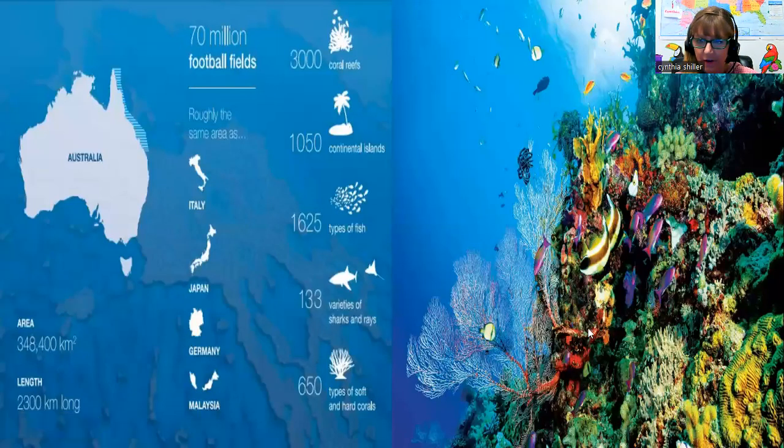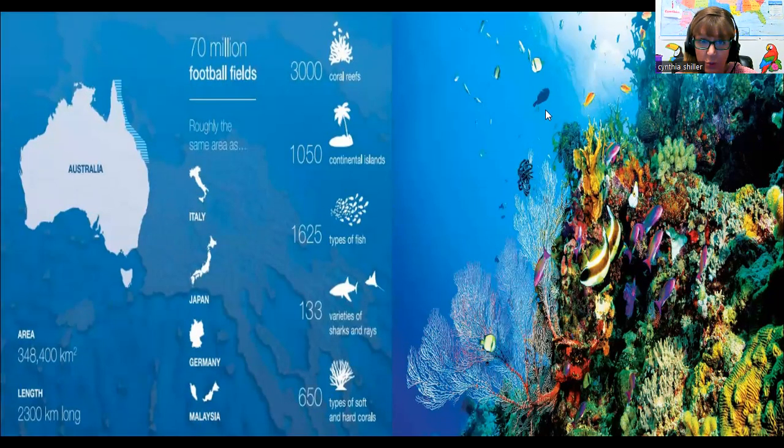And this is what the Great Barrier Reef is. It's a collection of sea creatures, and it kind of forms like a ground. So inside that Great Barrier Reef, there are 1,625 types of fish. And what do you think? Yes or no? Do you think any sharks like to go there? Yeah, there are 133 types of sharks and stingrays that live in this Great Barrier Reef.